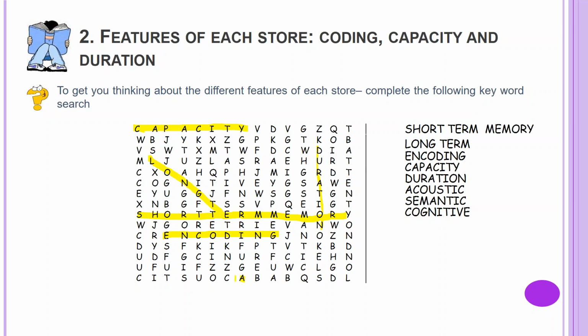Acoustic, in reverse, here. Semantic, down here. And cognitive, here. Okay. So, moving on.